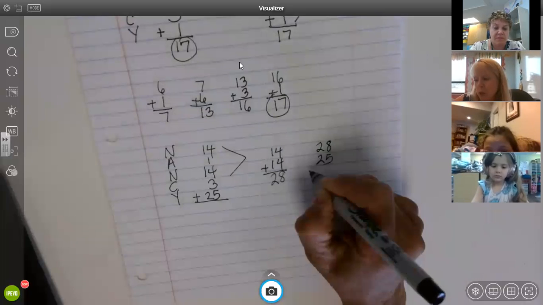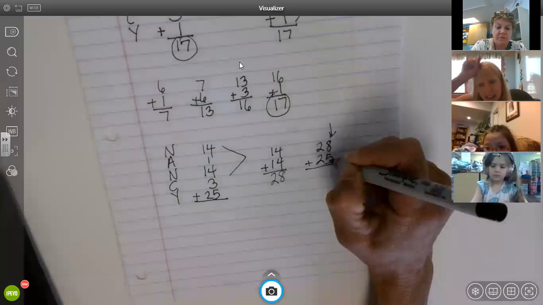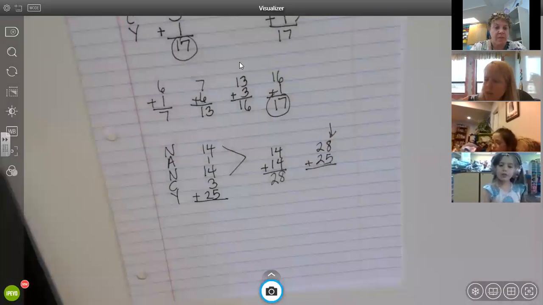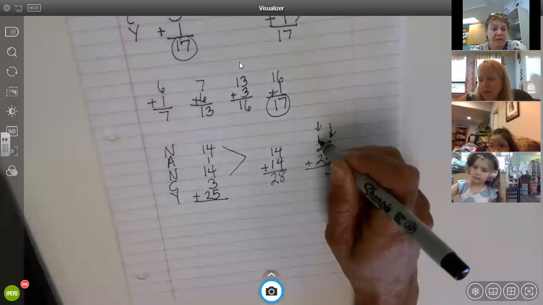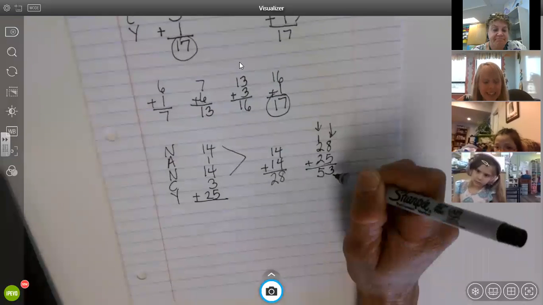I'm going to start in my ones place. 8 plus 5, 8 in my head. Count on 8, 9, 10, 11, 12, 13. I'm going to put the 3 in the ones, carry that 10. Now add my tens. 1 plus 2 is 3, 4, 5. I'm at 53, but I'm not done yet.